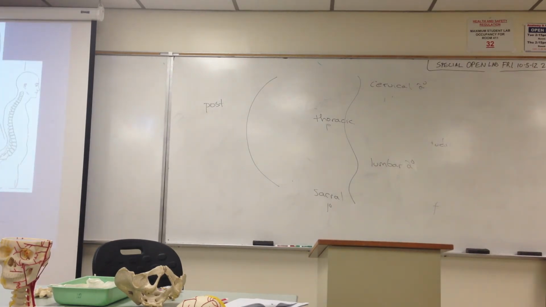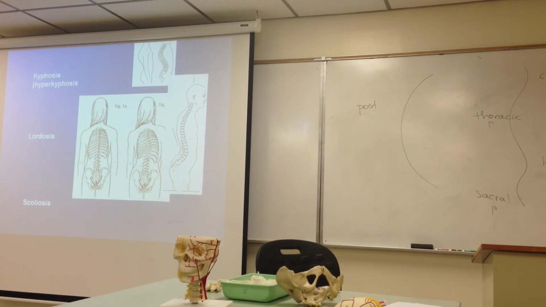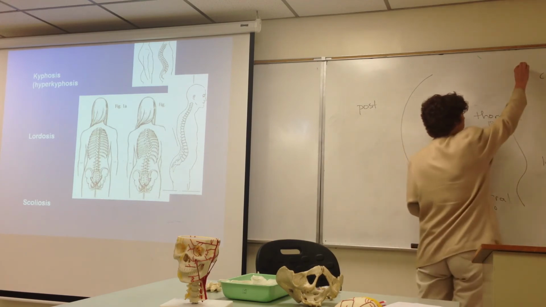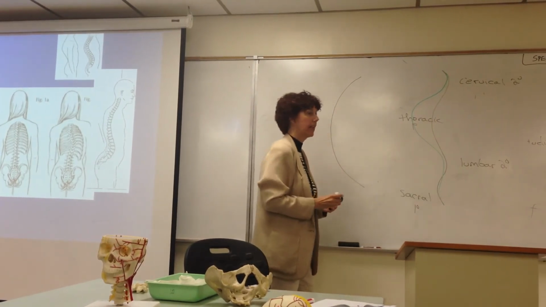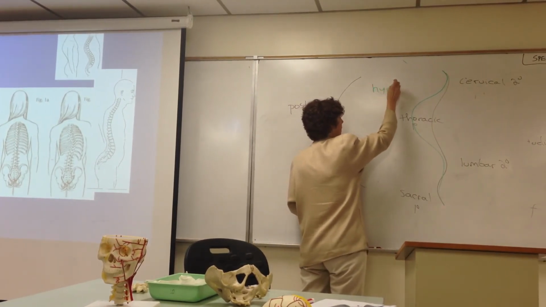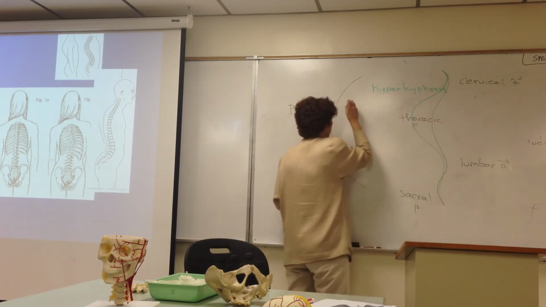If we get an exaggeration of the curvature, we have 3 different conditions. And I moved this around so people could see the scoliosis one a little bit larger. Kyphosis, or more commonly now, used to be kyphosis, now they've switched to hyperkyphosis, refers to an exaggeration of the thoracic curvature, right? So if I draw that in green, we have a normal cervical and an exaggerated thoracic. Hyperkyphosis, or in layman's terms, hunchback.